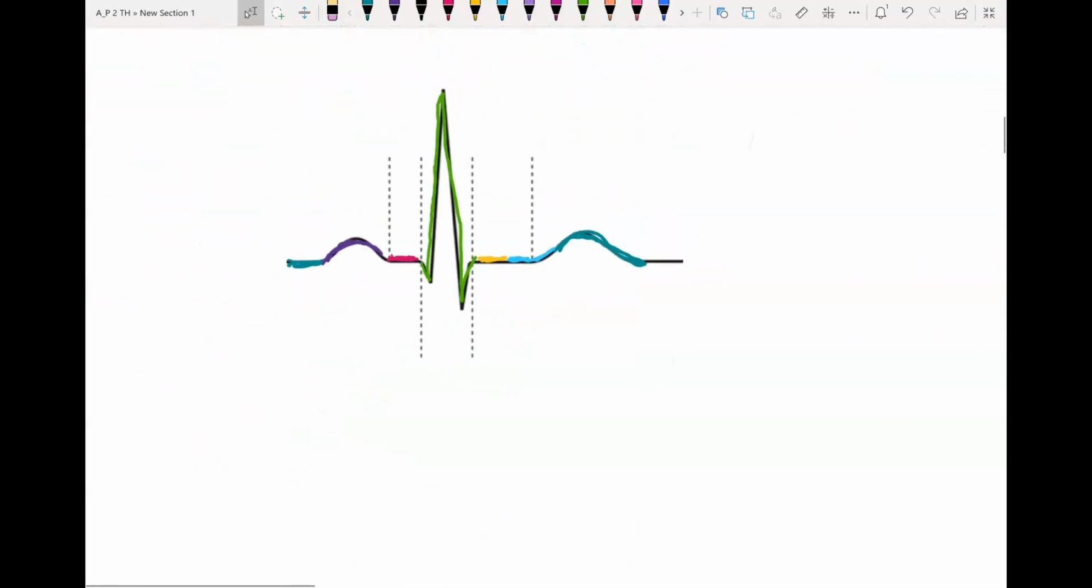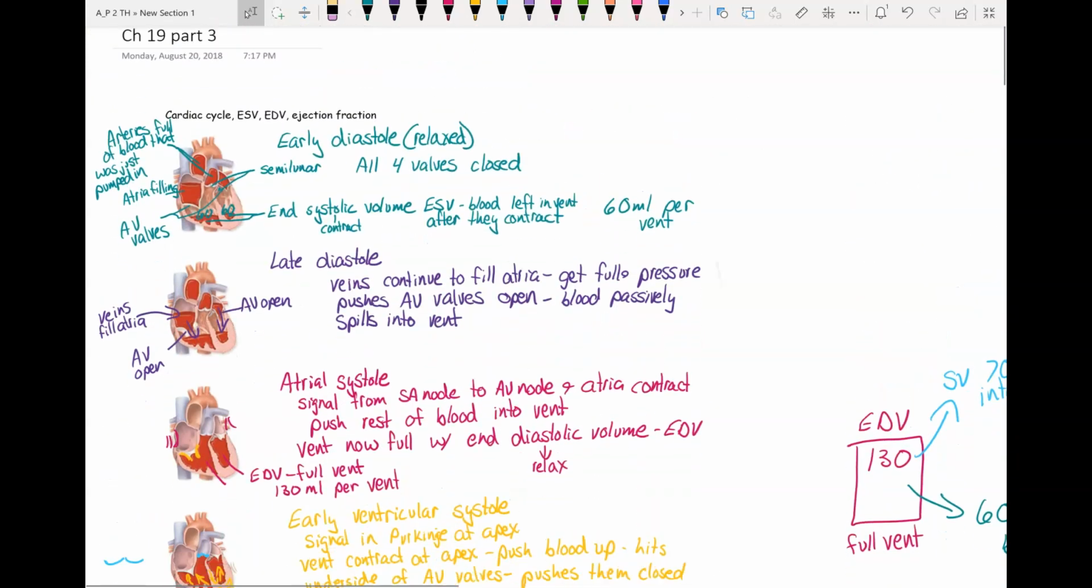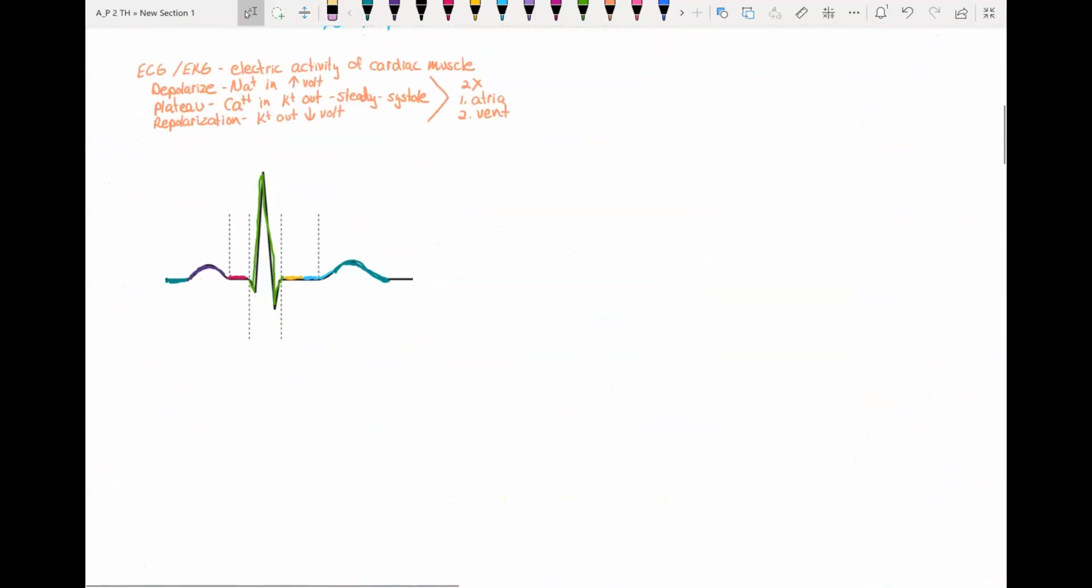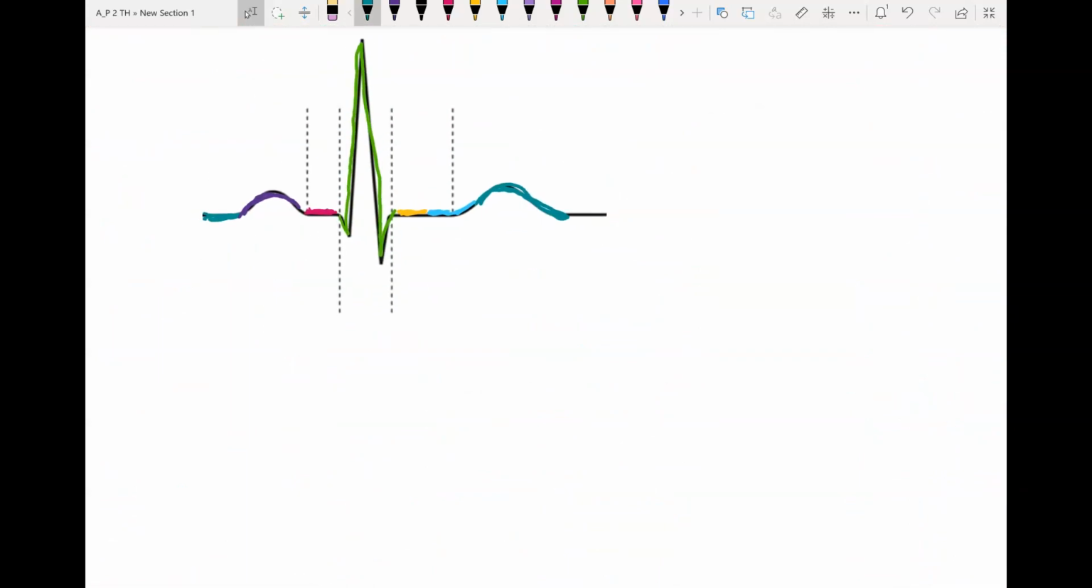So we're going to start off. Our first thing up here was early diastole, when the heart is relaxed. So notice that's at the end. So like here and here are when the heart is in early diastole. So this is when the heart is between beats and it starts to fill with blood.